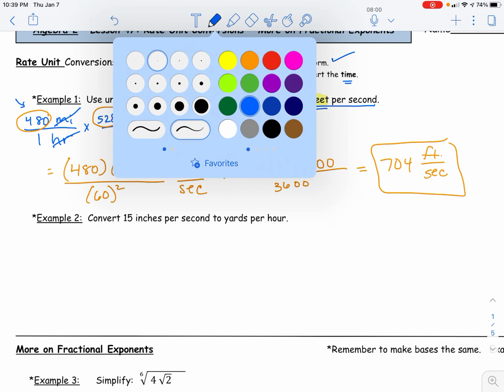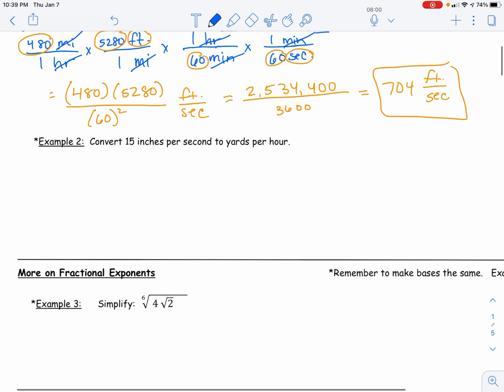Okay, not too bad. Let's look at the next one. We're going to convert 15 inches per second to yards per hour. Now remember, in our notes, we're supposed to convert distance first and then time. But before we do that, we need to take the given units, what's given as the 15 inches per second, and write that in fractional form.